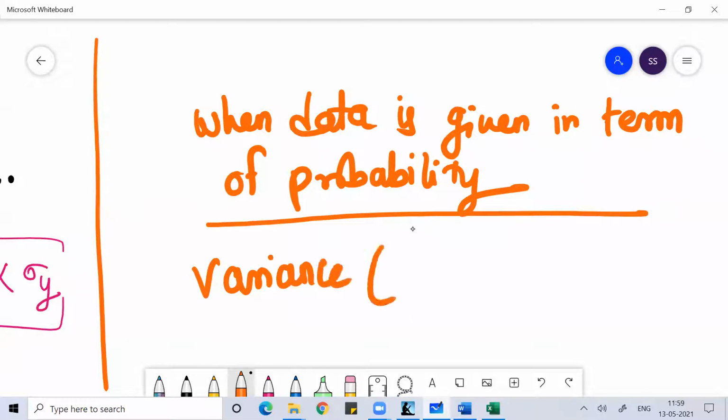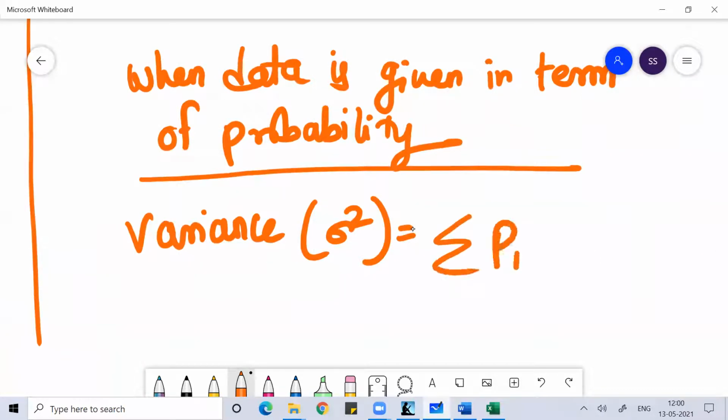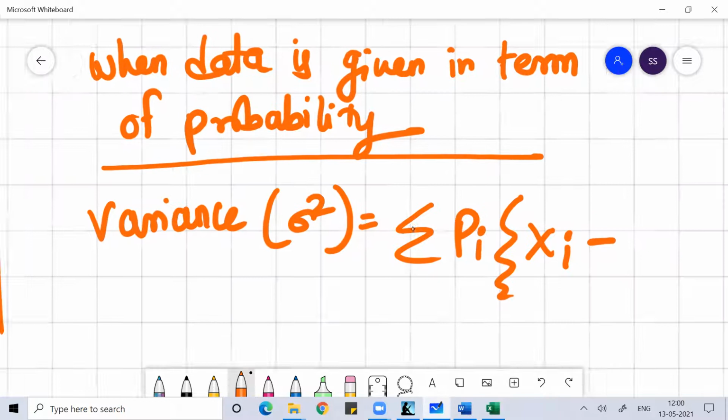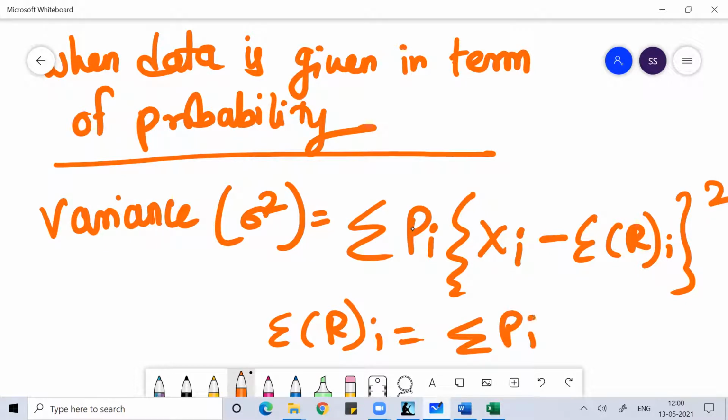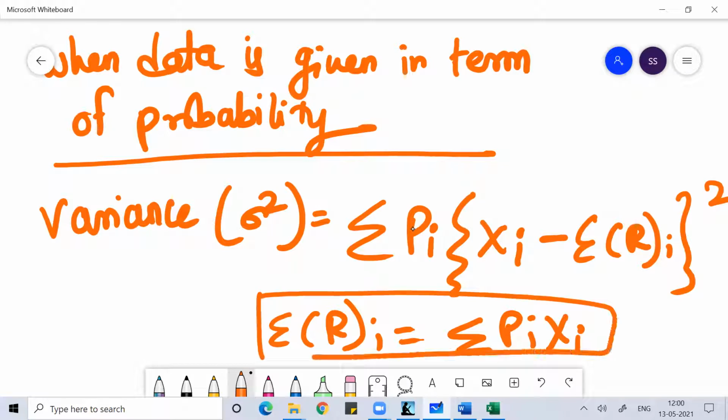Then your variance is basically given by the formula: sum of pi into (xi, the individual value, minus your expected value) whole square. If you take the square root of this, you'll get the standard deviation, where your expected value is nothing but the sum of probability into your individual value. That will give you the formula of variance, so remember this. We'll do a calculation to make you understand this concept.